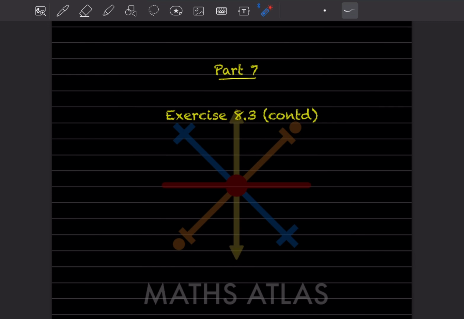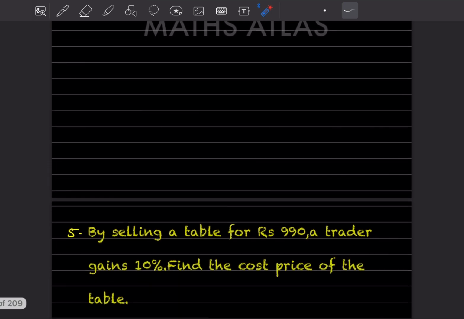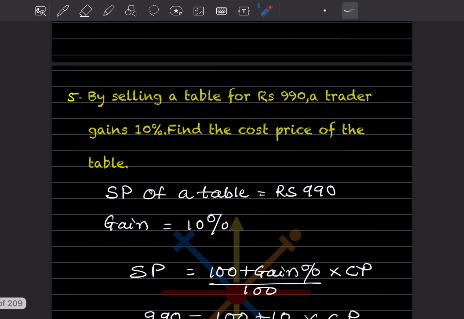So today let us do part 7. We'll continue with this exercise 8.3. We have already done a few problems; you can have a look at the previous video. So we'll start with question number 5.